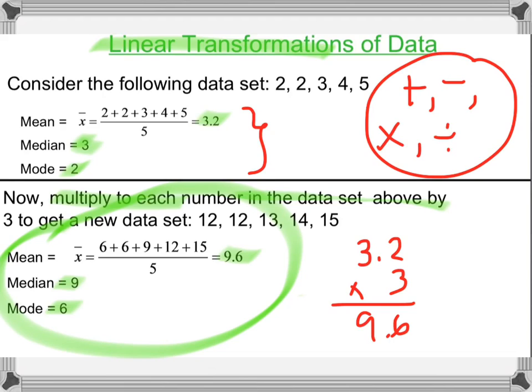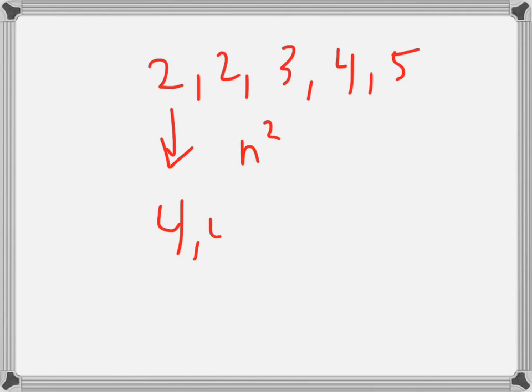You cannot, however, for instance, square. So if I had 2, 2, 3, 4, 5, you can't square every number in the data set. So if I took all the numbers and squared them, 4, 4, 9, 16, and 25, you can't square all the numbers and then just square the measures of central tendency and get the same thing.